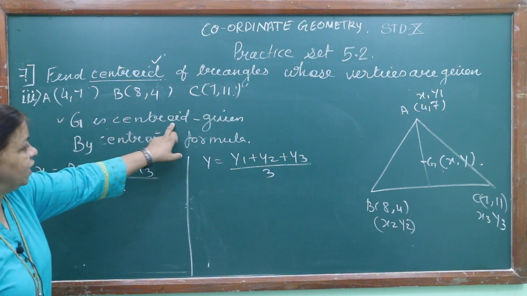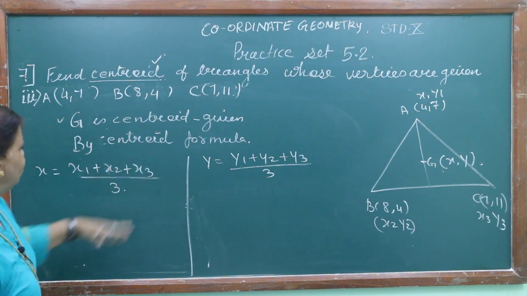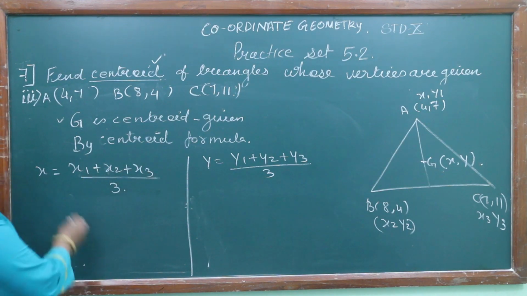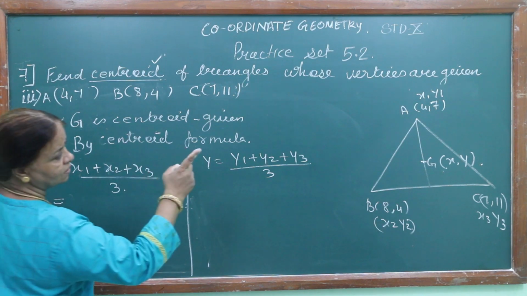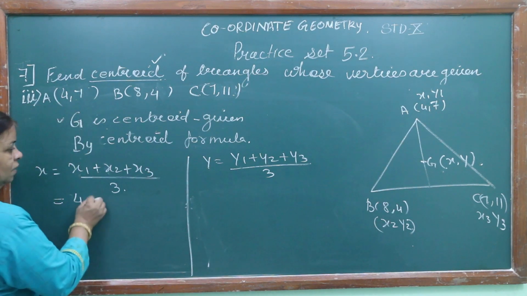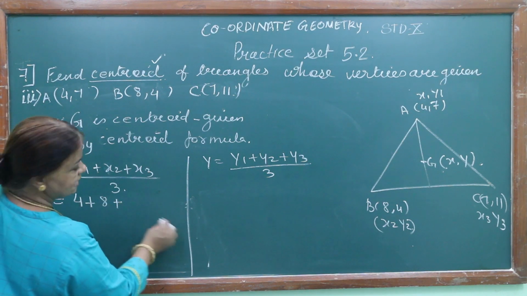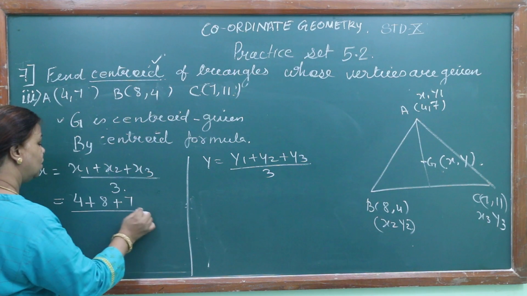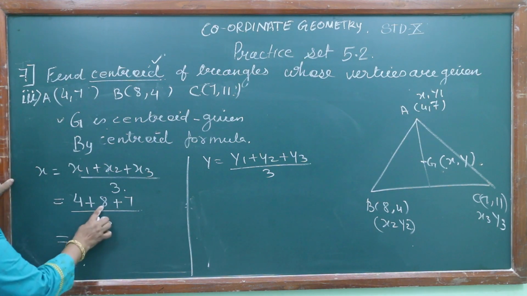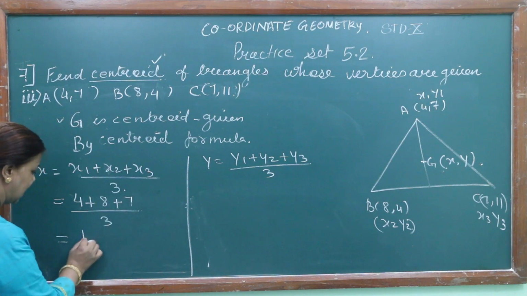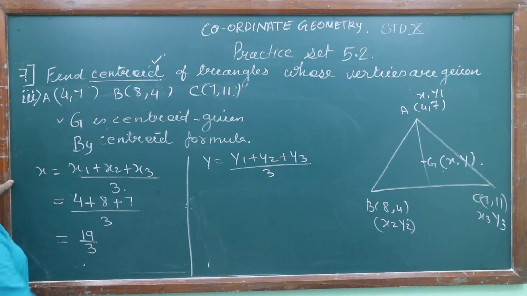So G is the centroid, which is given. So by the centroid formula, x coordinate and y coordinate, x1 plus x2 plus x3 upon 3. Let us place the values. X1 is 4 plus x2 8 plus x3 is 7 upon 3, which is 8 plus 4 is 12 and 12 plus 7 is 19 upon 3, children.